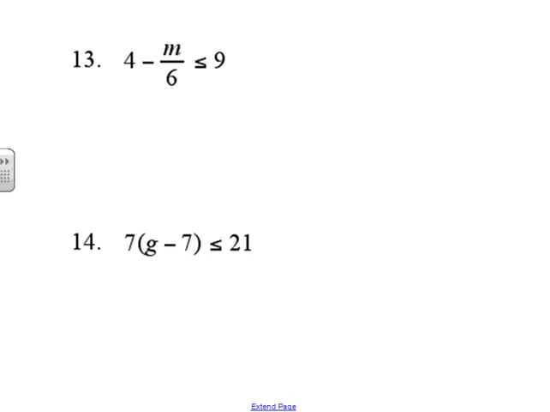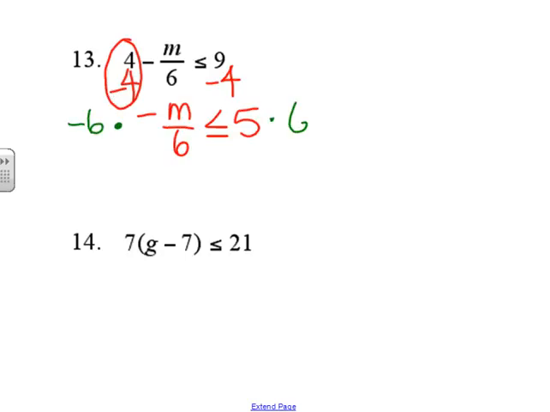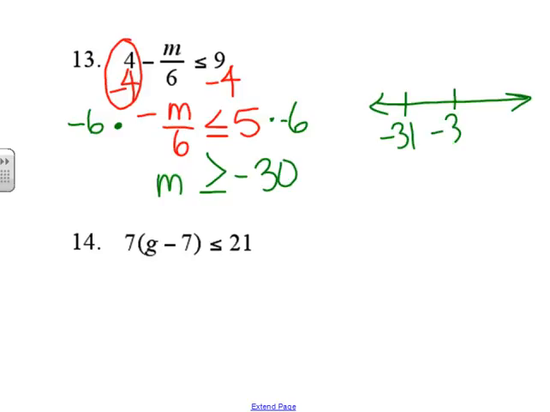All right, number 13, zero pair would be to subtract 4, because that's a positive 4, so negative 4 is going to cancel that out. So we get negative, don't forget the negative symbol, negative m divided by 6 is less than or equal to 5. And now we need to multiply by negative 6 on each side. So we get 1m is greater than or equal to negative 30. That would be closed circle with the ray going to the right.